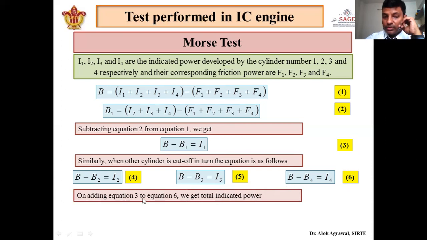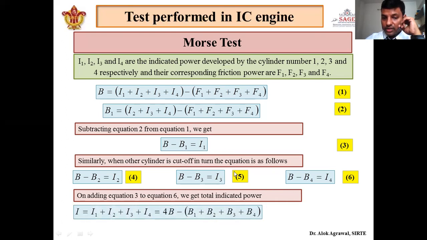Now adding equations 3, 4, 5, 6, all the 4 equations, what will we get? On the left hand side we get 4B minus (B1 plus B2 plus B3 plus B4). And on the right side we are getting I1, I2, I3, I4. So the total indicated power will be I1 plus I2 plus I3 plus I4 on the right hand side, and the left hand side will be 4B minus (B1 plus B2 plus B3 plus B4).